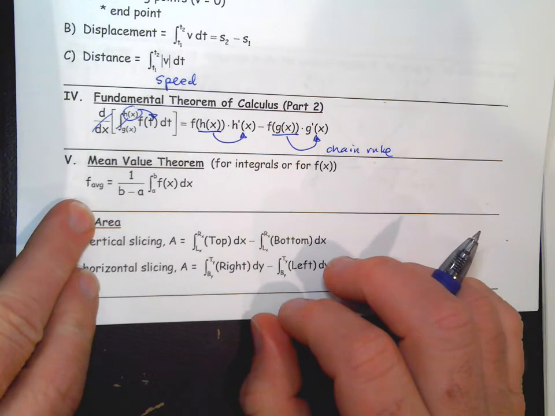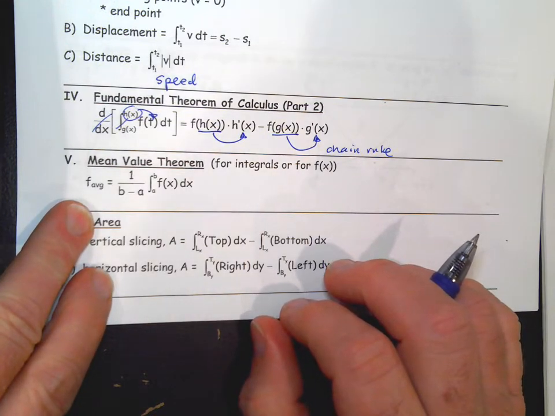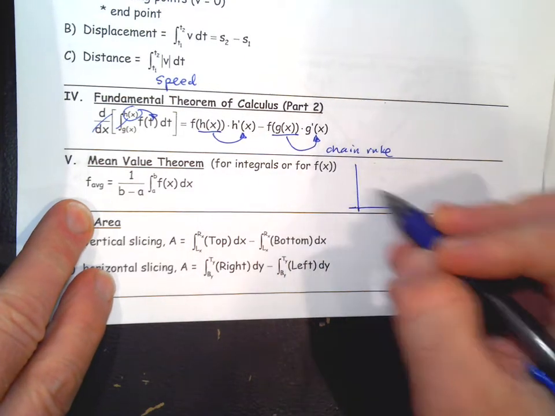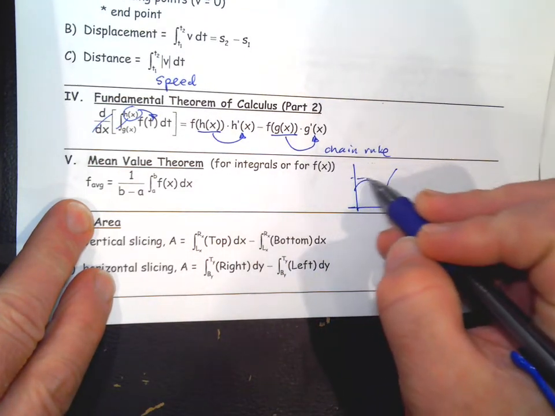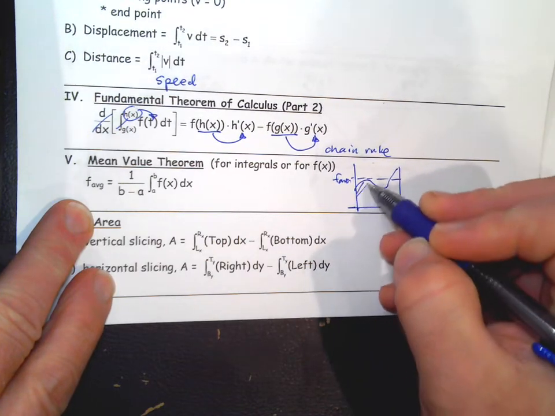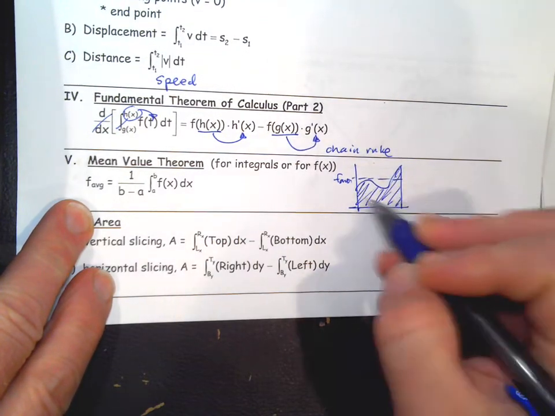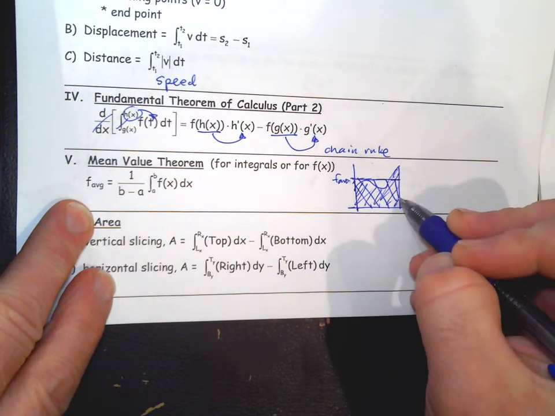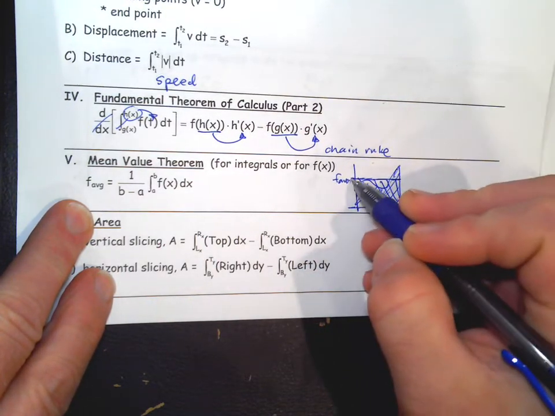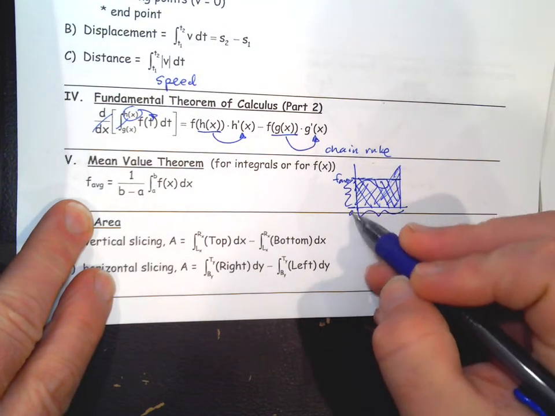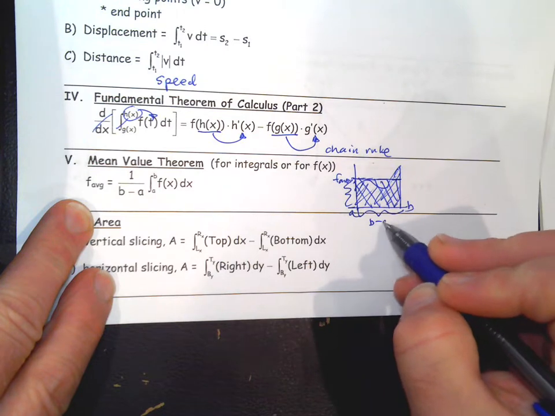Mean value theorem. This is a new mean value theorem for any function, and it's this idea that if you take a curve, the average height is going to be like here. The way we do this is we find the area under the curve and smooth it out, so it's the same area as a rectangle. And that area of the rectangle can be an easy way to find the height of the rectangle, which is what we're looking for. You have to divide by the base, which is going to be b minus a.